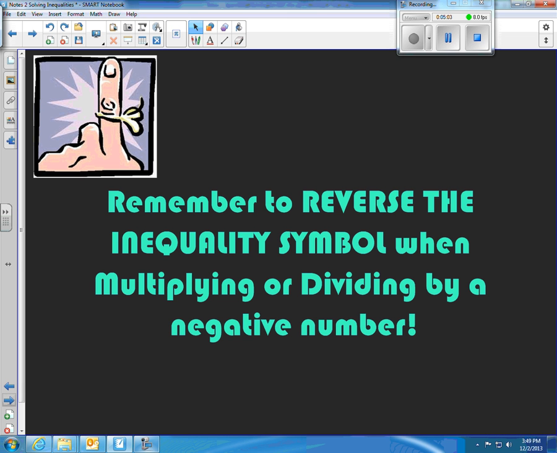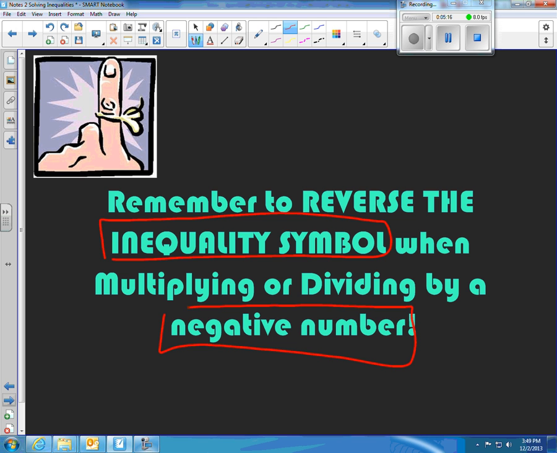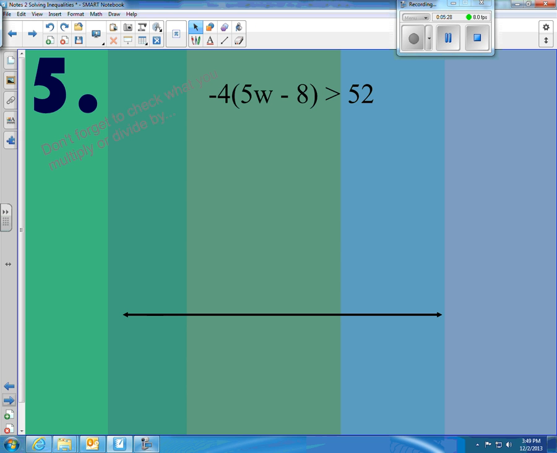Then we have one last note to remember. It says remember to reverse the inequality symbol when multiplying or dividing by a negative number. So when you multiply by a negative number or you divide by a negative number, you're going to flip your inequality sign. Okay, so let's take a look in the back side.